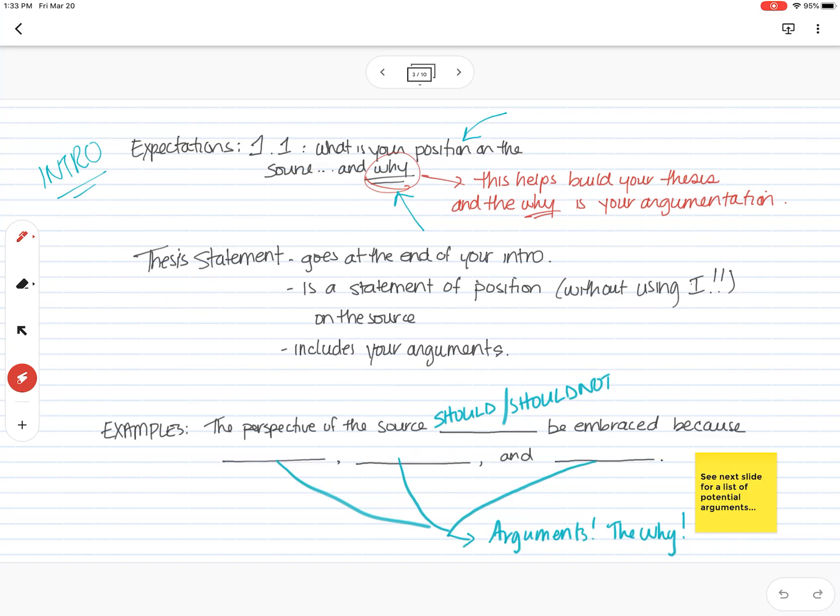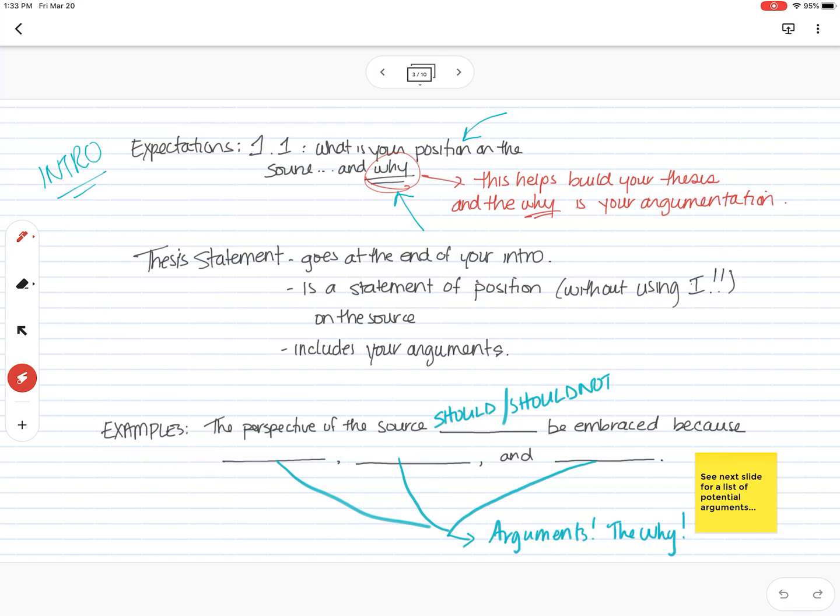Again, the thesis comes down to being a statement of position. Now, grade 10 specifically, I really want you to focus on refraining from using "I." So we're not going to look at "I believe" or "I think" or "the source to me," yada yada, right? We are going to go with a phrasing similar to the example that I provided for you here on the bottom.